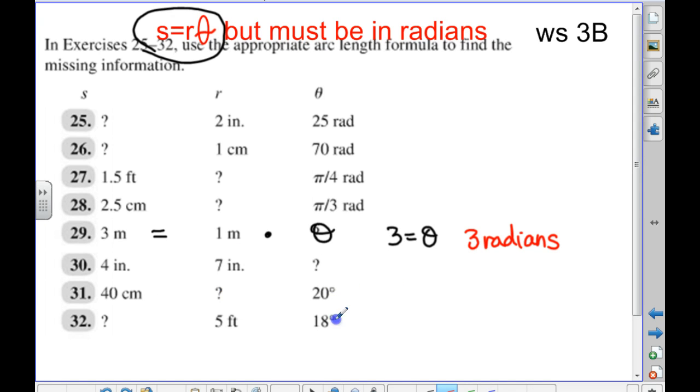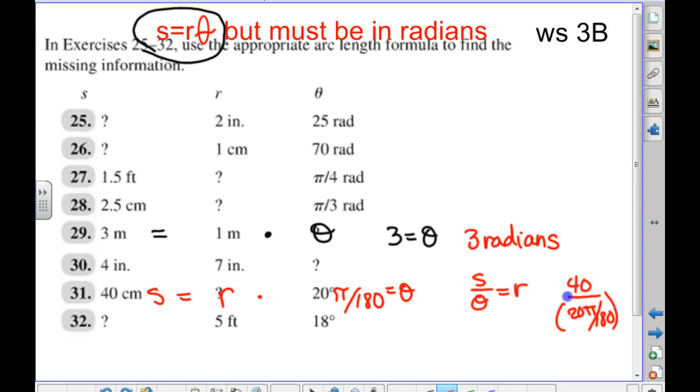Number 31 and 32, there's a problem. What do we have to do before we can solve those? Yeah, we have to make this into radians, so this will be 20 pi over 180 radians. And then if this is S equals some R times theta, what do we have to do? Yes, it's going to be S over theta equals R. So 40 divided by 20 pi over 180, which I should have reduced, but I didn't. Yeah, it's pi over 9.